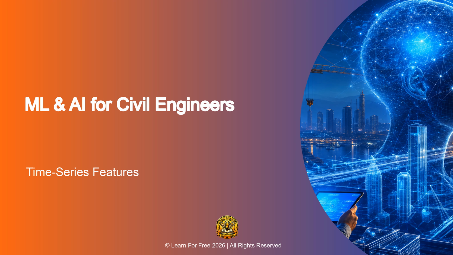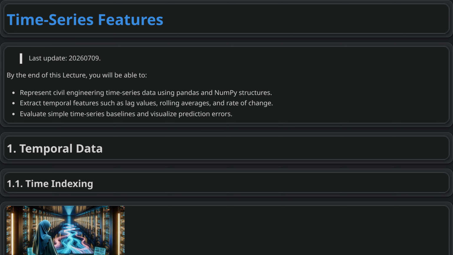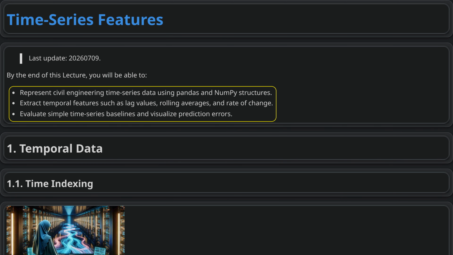Module 6, Lecture B, Time Series Features. By the end of this lecture, you will be able to represent civil engineering time series data using pandas and NumPy structures, extract temporal features such as lag values, rolling averages, and rate of change, and evaluate simple time series baselines and visualize prediction errors.